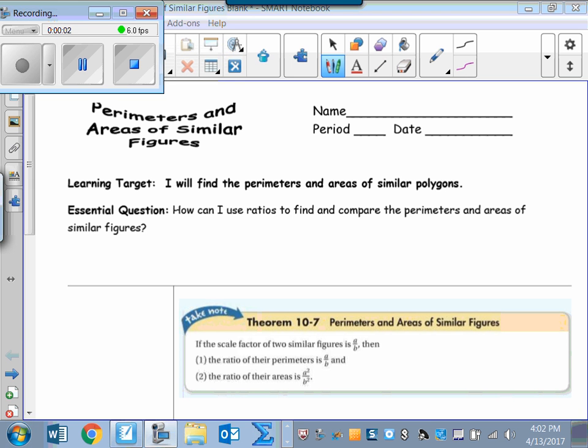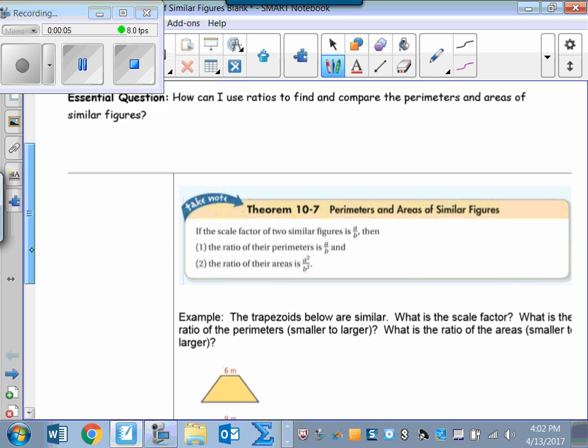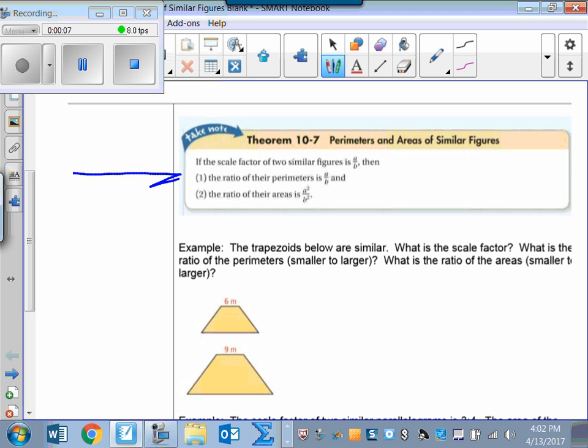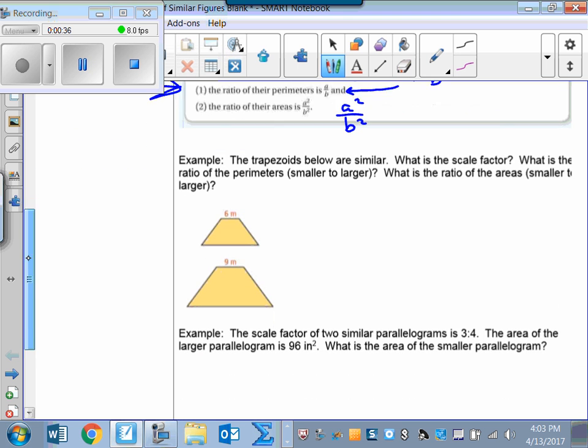Our lesson today is on perimeter and area of similar figures, and really this right here is all you have to remember. It's a short lesson, so here we go. If the scale factor of two similar figures is A over B, or A to B, then that is also the ratio of their perimeters. So if the scale factor is A to B, then the ratio of perimeters is A to B. The ratio of the areas of those two similar figures is A squared to B squared. Got to remember that. So let's see how this plays out in some problems.